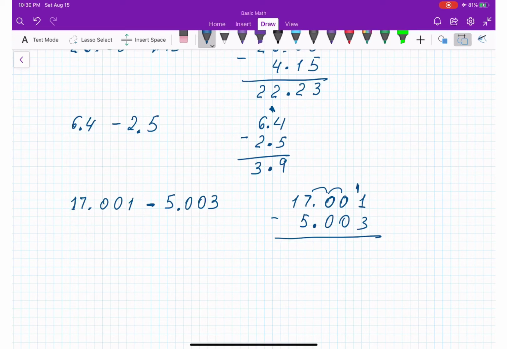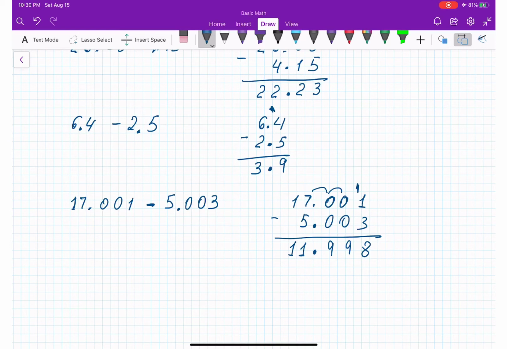All right. So how we are going to do it. 11 minus 3 is 8. 9, here minus 0 is 9. Another 9 minus 0 is 9. So instead of 7, we have left 6 because we borrowed from 7. 6 minus 5 is 1, and here we have 1.